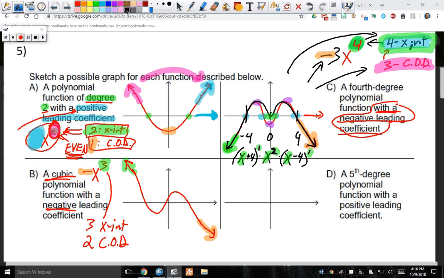And just for extra practice, let's say that this one went through at 0. We'd have x is equal to 0. We could have x is equal to 3. And we could have x is equal to negative 3. So it would look like x plus 3, x, and x minus 3 as far as multiplied out binomial factors.